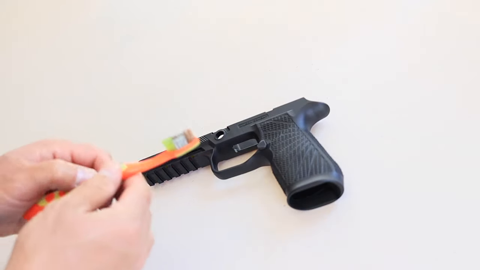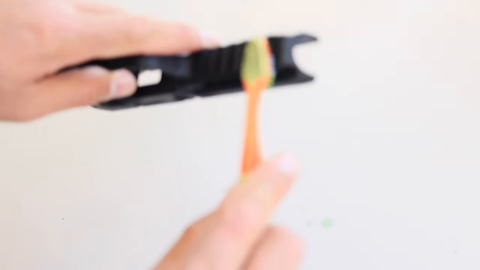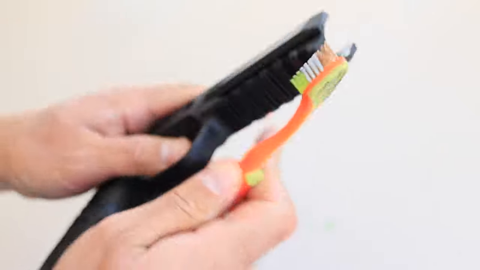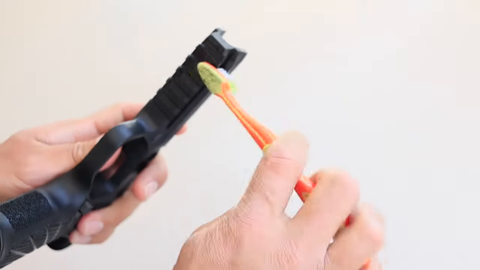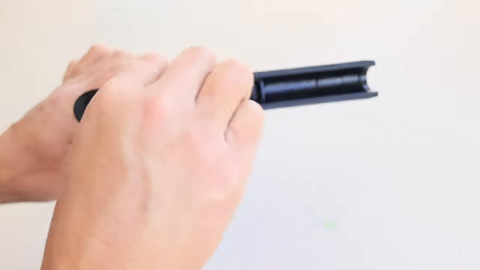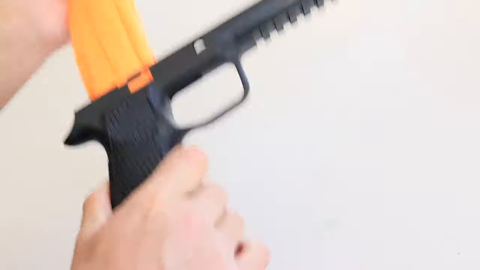By the way, this is a Wilson Combat frame. Add CLP to your nylon brush and scrub all visible surfaces, especially up front towards the muzzle end. There'll be a lot of carbon buildup right there by the rails. After you've brushed out the inside of the magazine well, I found that the easiest way to wipe it clean is just feed a clean rag through it.